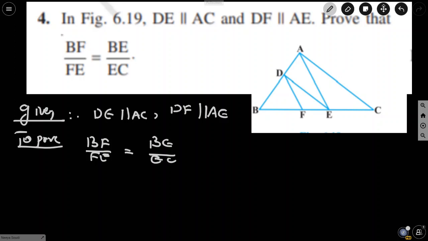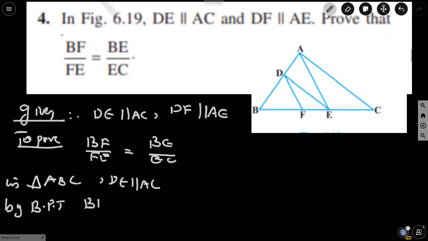Okay, so we can consider DE parallel to AC, that means in triangle ABC, DE parallel to AC. So by BPT, you will get in triangle ABC, DE parallel to AC, BD by DA is equal to BE by EC. This is equation number 1.